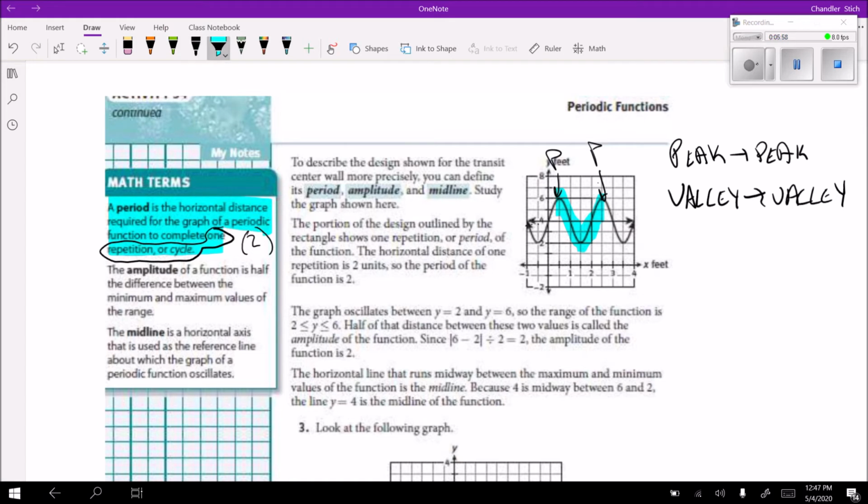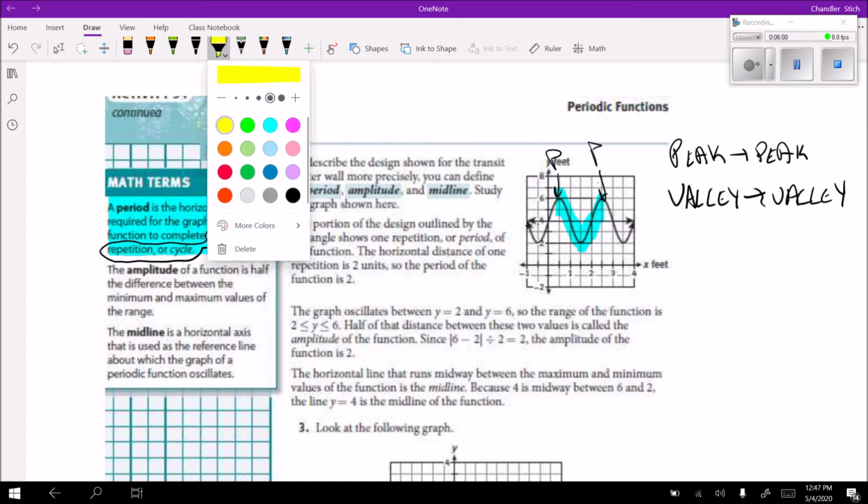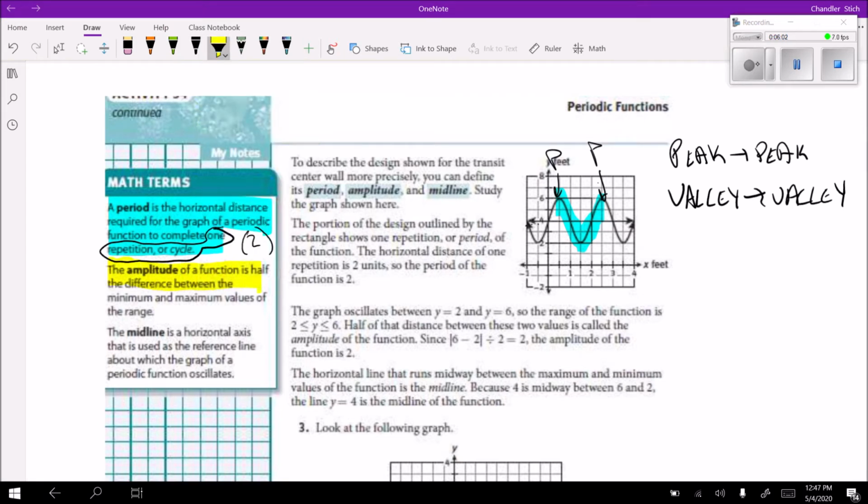The next word, amplitude. The amplitude of a function is half the difference between the minimum and maximum values of the range. Very wordy. Let's look at it in the graph. And then this part right here is actually how you find the amplitude. So you can see that middle paragraph is how you find the amplitude.